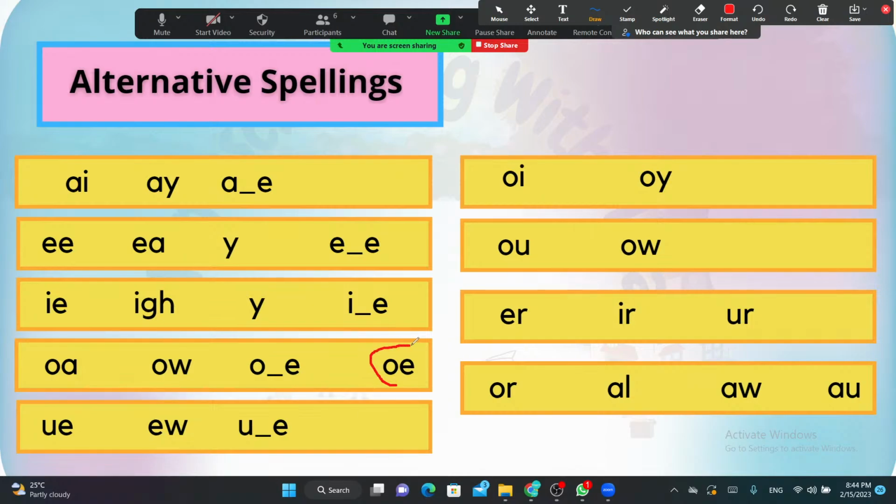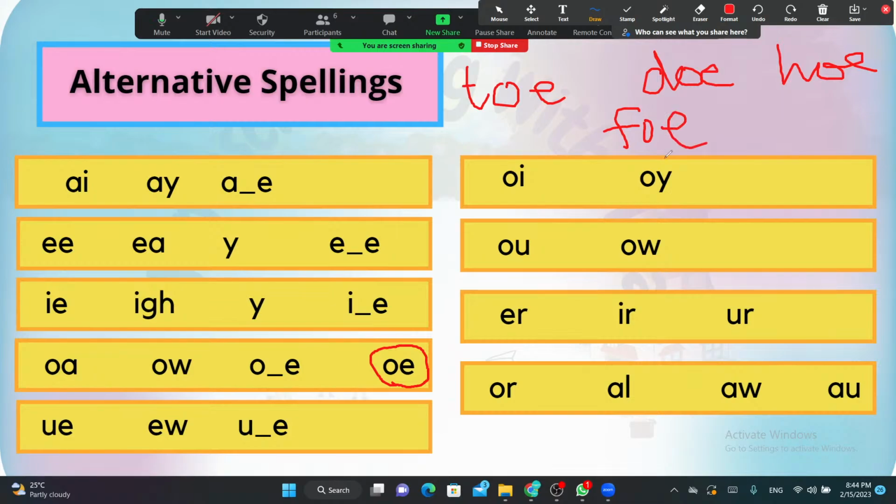This spelling is not part of Jolly Phonics level 2, but I have written it here. Just a few words like toe, do, ho, and fo. These four are common English words. I'm saying again and again, I'm talking as per the vocabulary of a 5-6-year-old. So these are some of the common words that have O, E, O. Otherwise, it's not a common spelling at the end of English words of the long O sound.